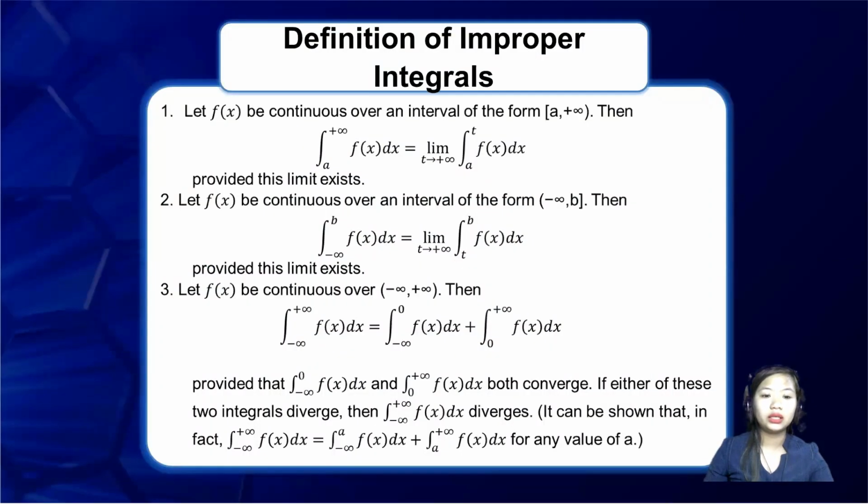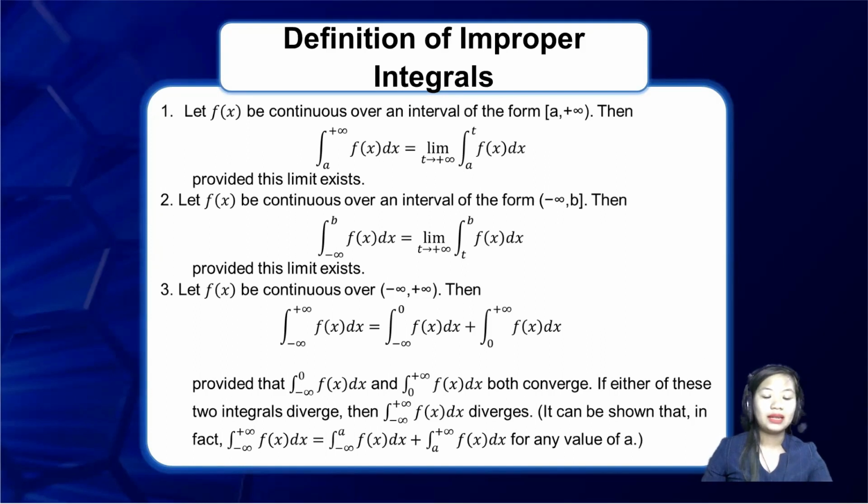For the definitions of improper integrals, we have three. First, let f of x be continuous over an interval of the form a to positive infinity. Then this is the formula that we're going to follow, provided this limit exists. Number two, let f of x be continuous over an interval of the form negative infinity to b. Then following this formula, provided these limits exist.